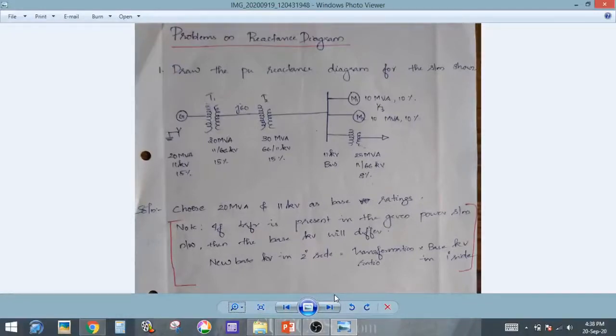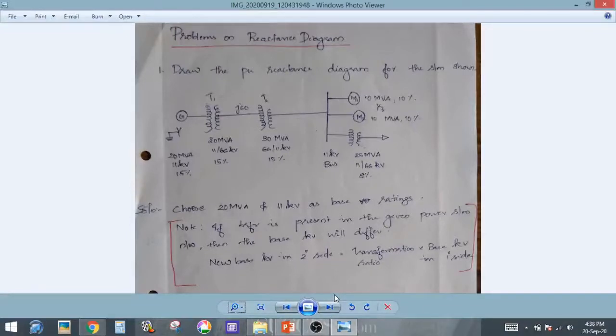This bus part consists of two motors, M1 and M2, and a transformer. On each component, the corresponding ratings are also given. For the generator, values are given: T1, T2, M1, M2, then transformer, another transformer, 25 MVA. This is the 11 kV bus.